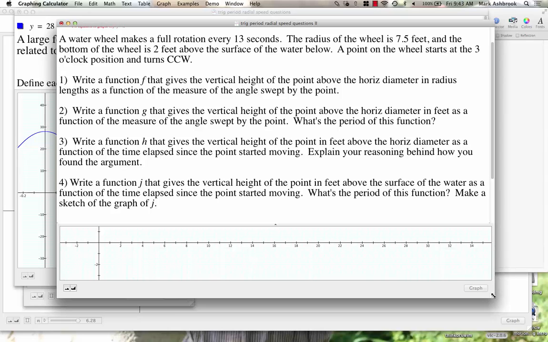Okay, a point on the wheel starts at the 3 o'clock position and turns counterclockwise. So you've got 4 functions to write, starting with the first. Read carefully. Think about what quantities it's telling you and how you're going to form these functions. This is a real good test to see if you know what's going on. You're going to write a function f in number 1, then a function g, then h, and then j. Really know what quantities this is talking about.